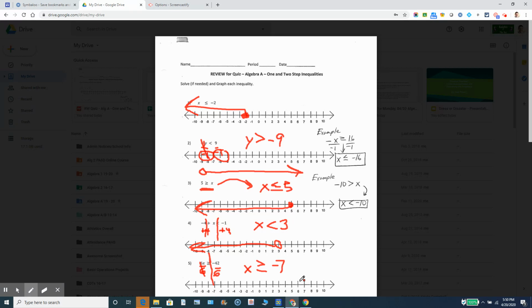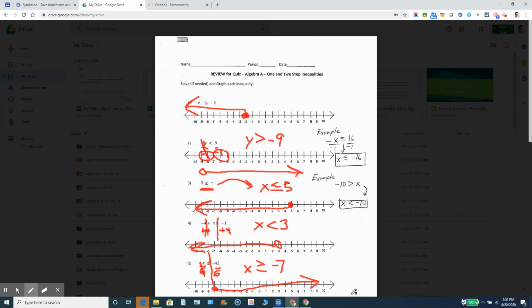5 seconds. Okay, so what's the answer? The answer is no. We do not flip the inequality sign because the 6 we were dividing by is positive. Okay? It's only if we multiply or divide both sides by a negative number we flip the inequality sign. So it's going to be a closed circle on -7, shade to the right. Okay?